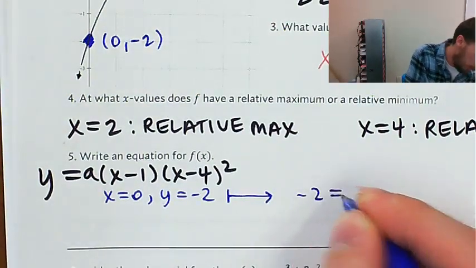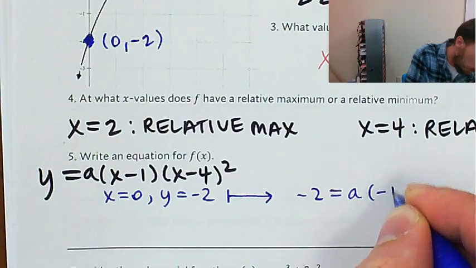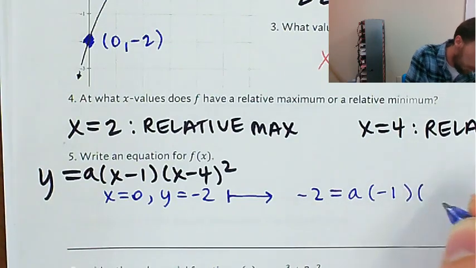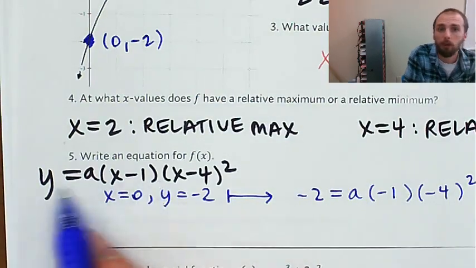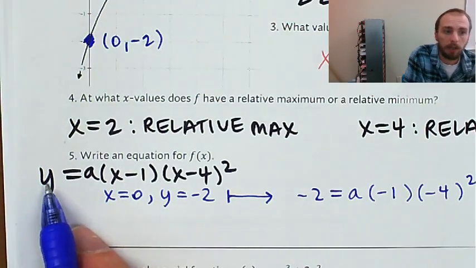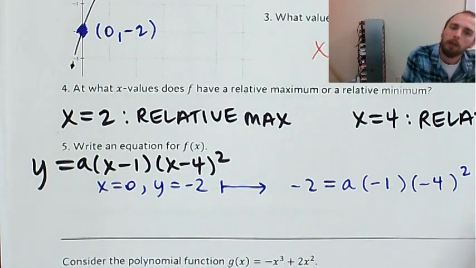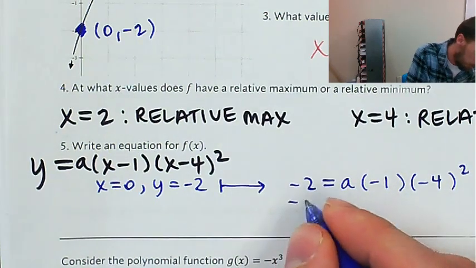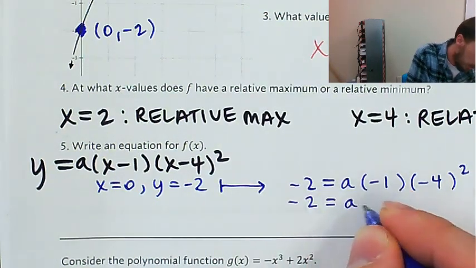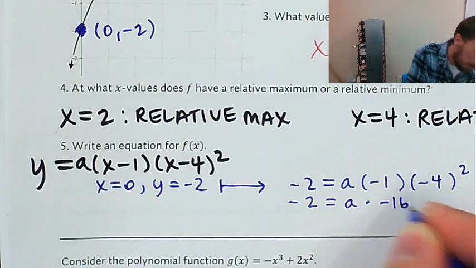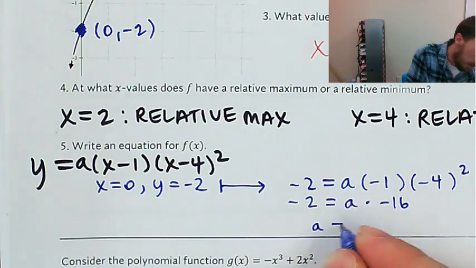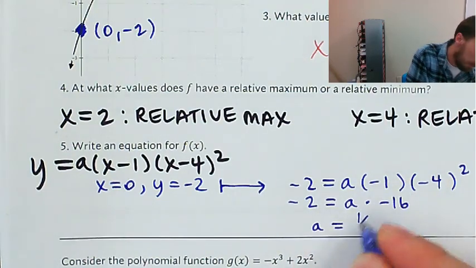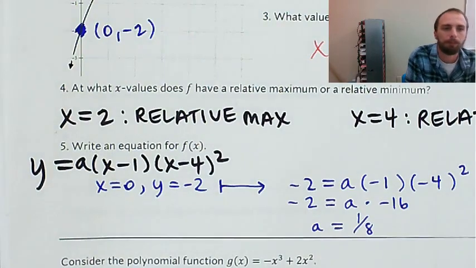So negative 2 equals a times 0 minus 1 times 0 minus 4 squared. I'm just going to plug in x equals 0, set y equal to negative 2, and solve for a. So if I square negative 4, I'm going to get positive 16. And so I'll have, actually just collect over here, a times negative 16. So I could divide and say a is negative 2 divided by negative 16. That's an eighth.